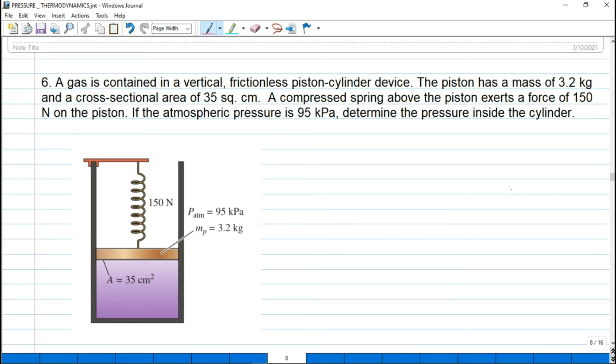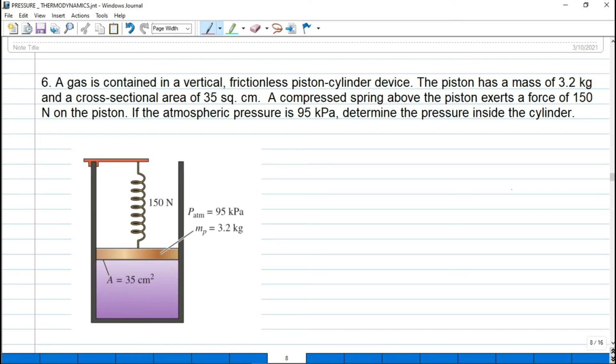A gas is contained in a vertical frictionless piston cylinder device. The piston has a mass of 3.2 kilograms and a cross-sectional area of 35 square centimeters. A compressed spring above the piston exerts a force of 150 newtons on the piston. If the atmospheric pressure is 95 kilopascals, determine the pressure inside the cylinder.